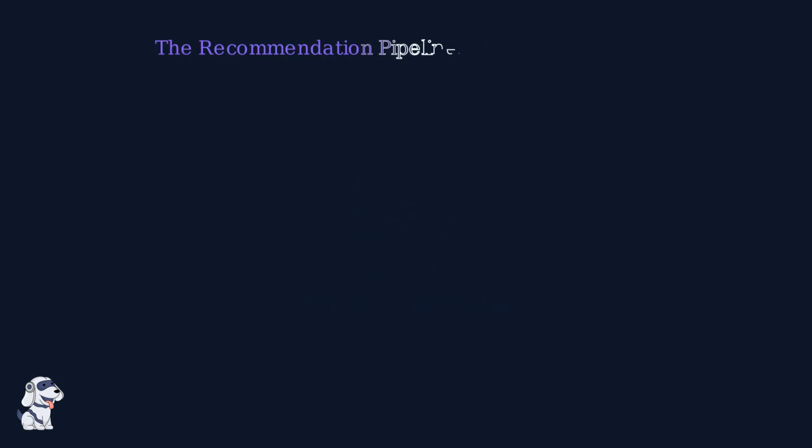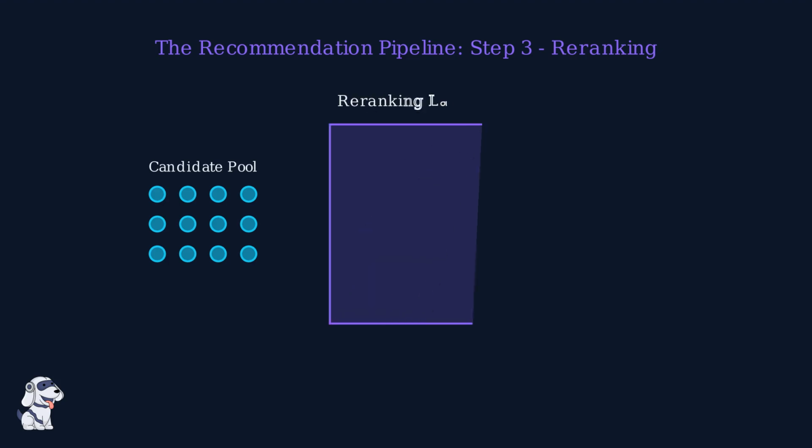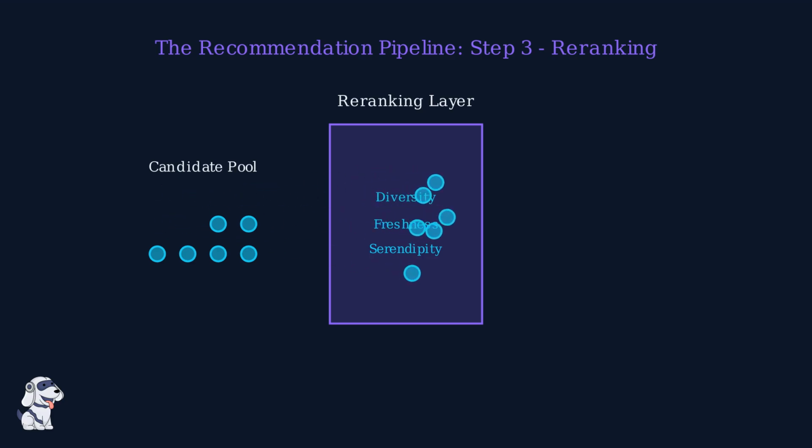The final stage of the recommendation pipeline is re-ranking. After retrieval and ranking, we have a list of candidates, but they may be too similar, leading to a filter bubble. During re-ranking, the system applies business logic. It adjusts the order to ensure diversity, prioritizes fresh content, and injects serendipitous items to broaden user discovery. Items pass through this layer to be reordered.